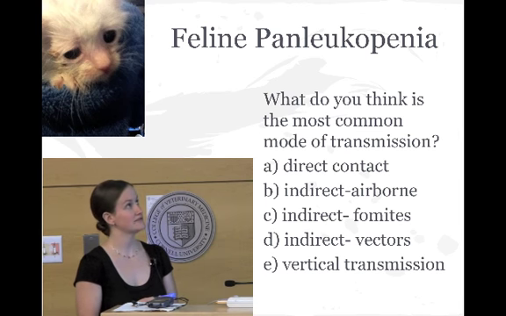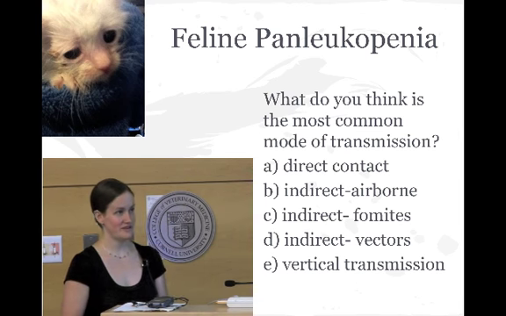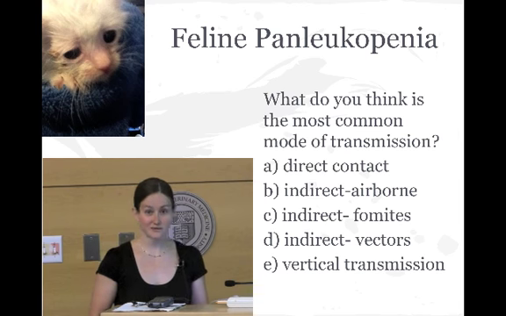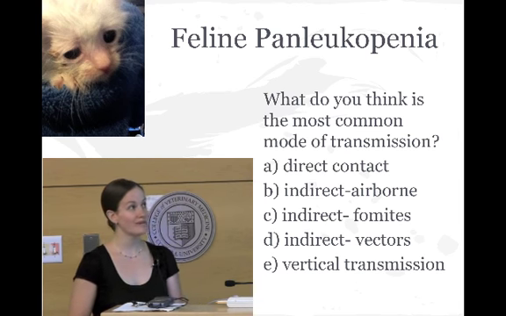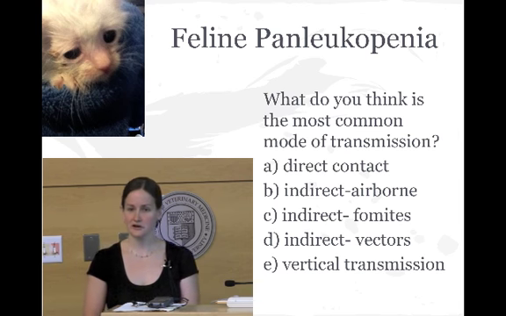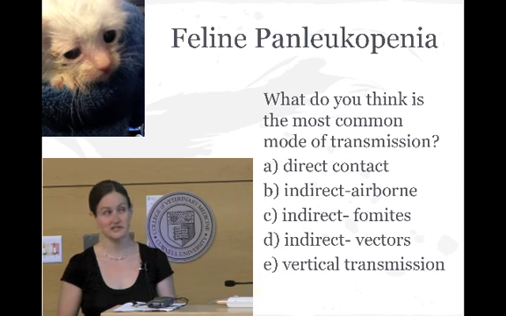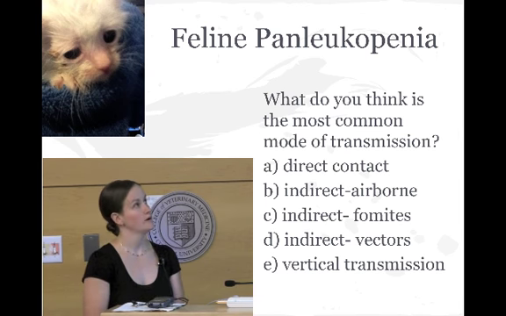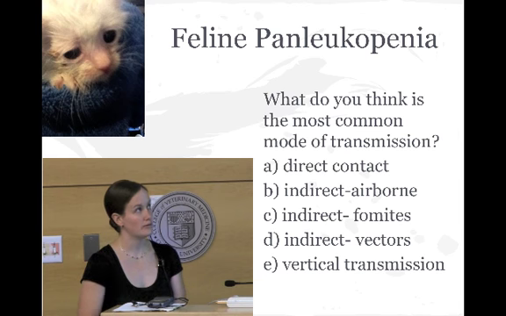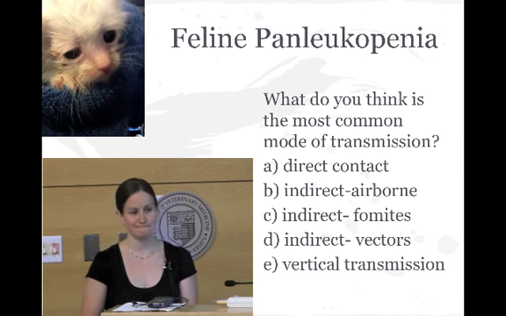Wrong button. Sorry, guys. So feline panleukopenia, just as with parvovirus, tends to be secreted in the feces. Although in the most acute form, so really early on in the stages of panleukopenia, it can be excreted in all of their body secretions. So given that sort of information, we're going to open the polls. And you guys, keeping in mind that it's very similar to parvovirus, what do you think is the most common mode of transmission?